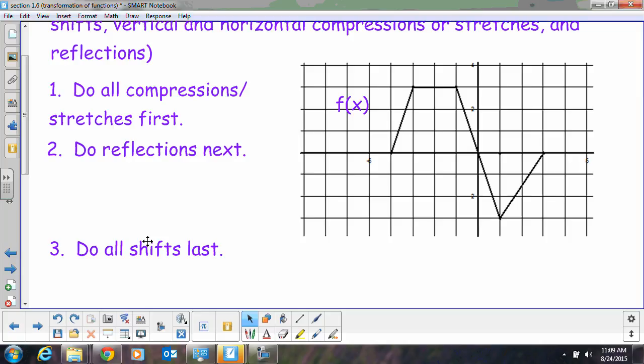Multiply, divide. And what do stretches and compressions involve? Multiplication. So those get done first. What do shifts involve? Add and subtract. So that comes second. Does that make sense? Okay.